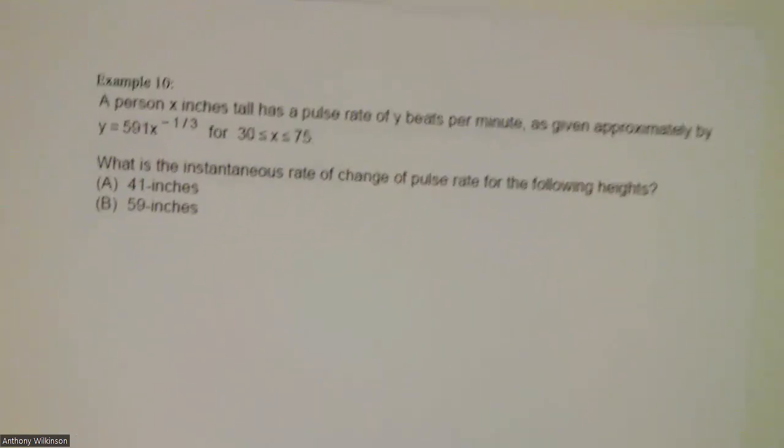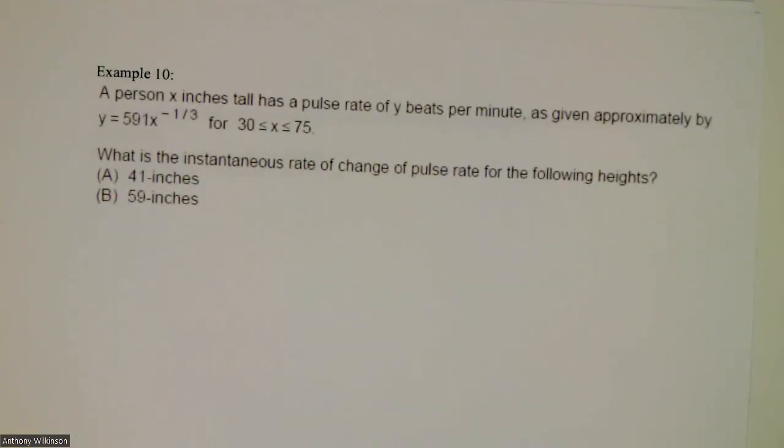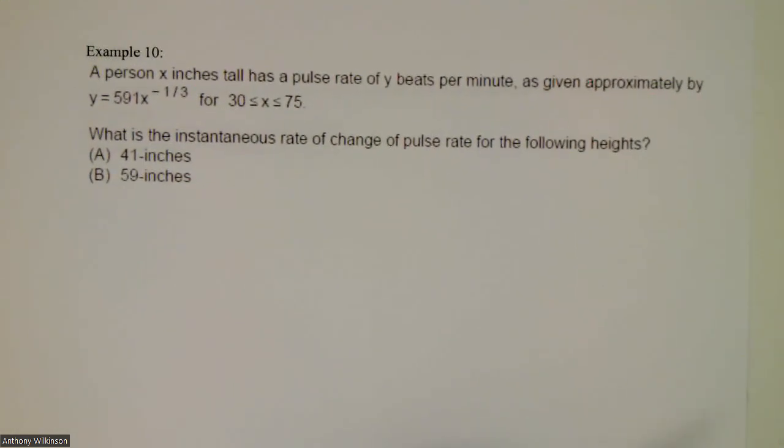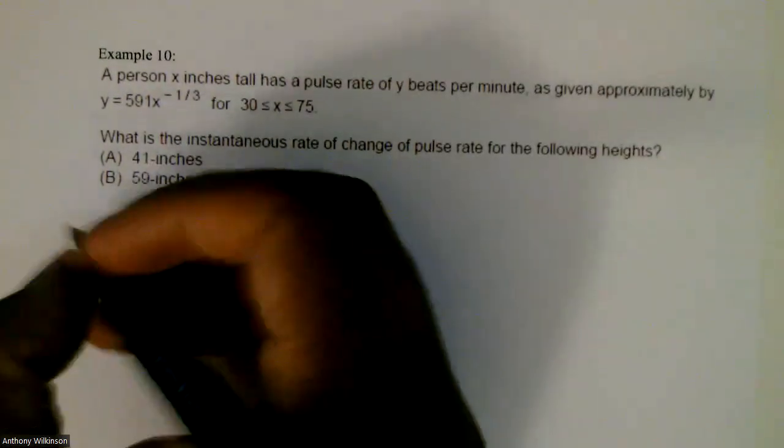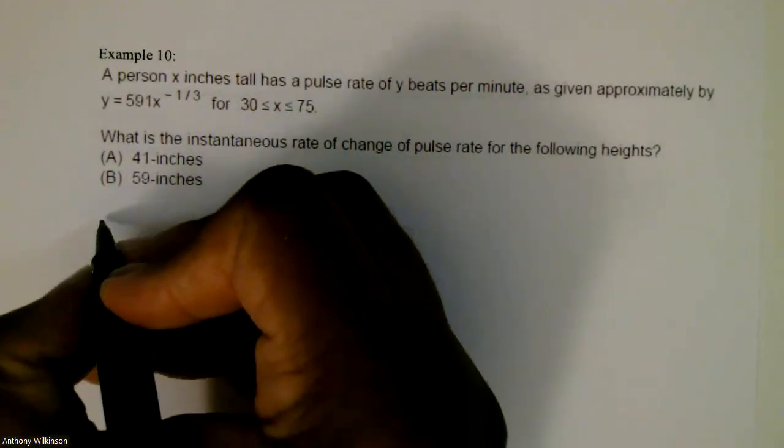Got 2 left in this video. Let's look at this example. A person, x inches tall, has a pulse rate of y beats per minute as given approximately by y equals 591 x to the negative 1/3, for x between 30 and 75. Here we want to find the instantaneous rate of change of pulse rate for the following heights, A being 41 inches and B being 59 inches. First of all, we need to find the derivative of this function.